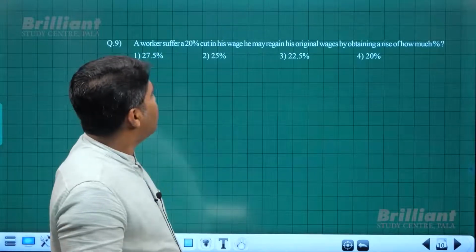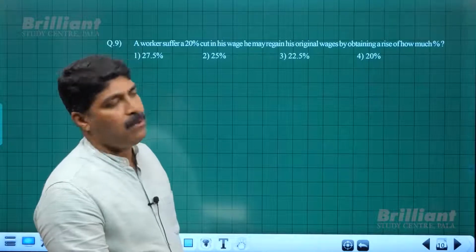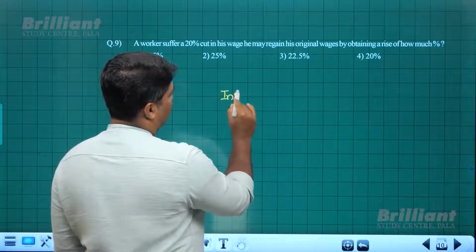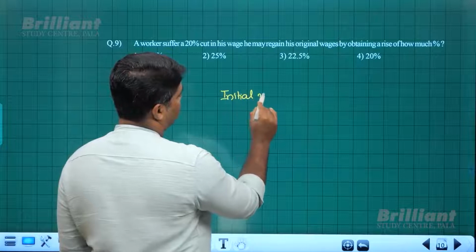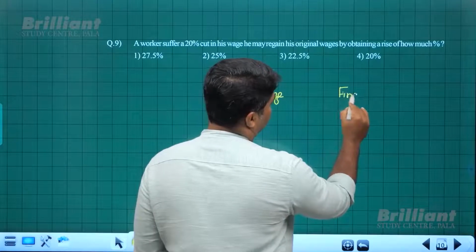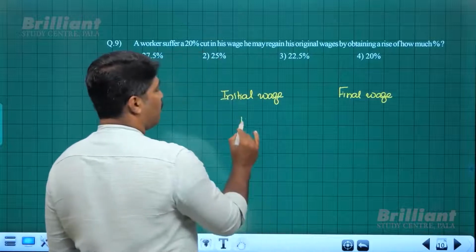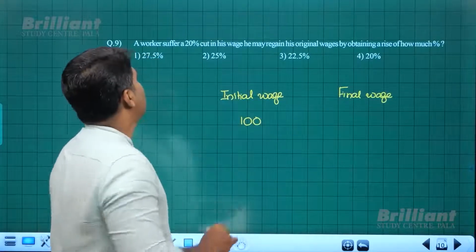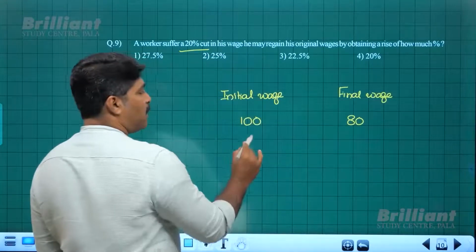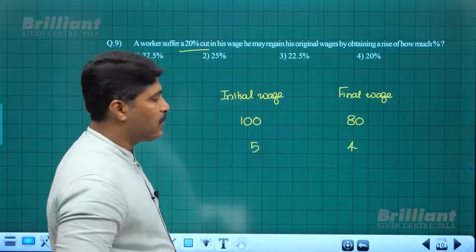A worker suffers a 20% cut in wage. He may regain his original wage by obtaining a raise of how much percentage? Suppose we just consider the wage. So if we are considering the initial wage and final wage, or the new wage, in such a situation, if you are assuming the initial wage as rupees 100, so there is a cut of 20%, therefore the final wage is 80. Or its simplified value we can write this is 5, this is 4, because these are the representative values.